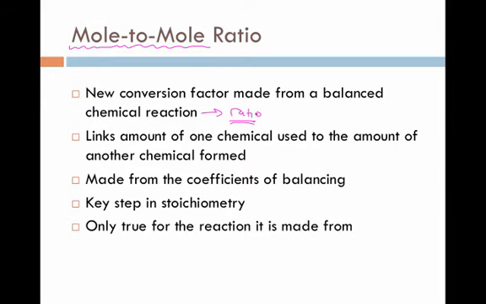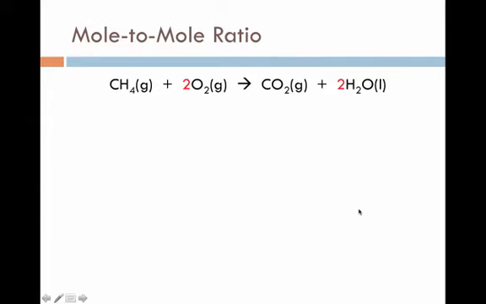And finally, it's only true for the reaction it is made from. This ratio up here that we're going to create from our balanced chemical reaction is only true for this reaction. In a different chemical reaction, the ratios are going to be different, and they would apply to that scenario. So that's only true in one particular scenario. The good news is that they're easy to make, so it's not like we're going to have to make a big complicated thing every time we try a problem.